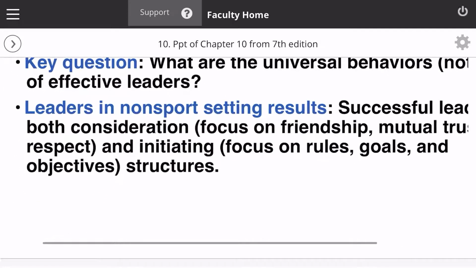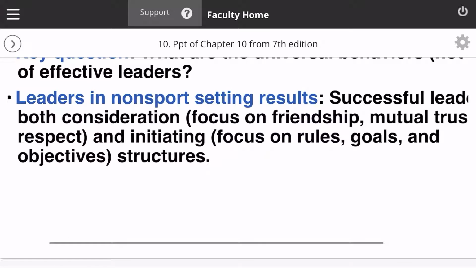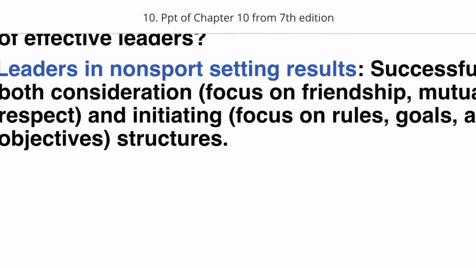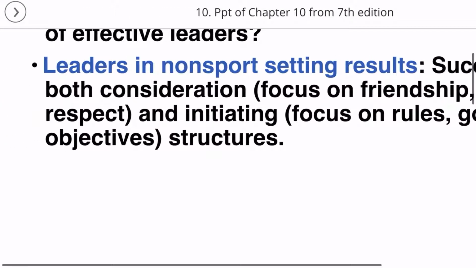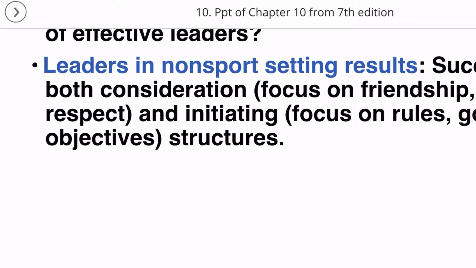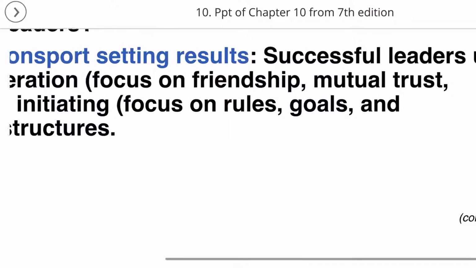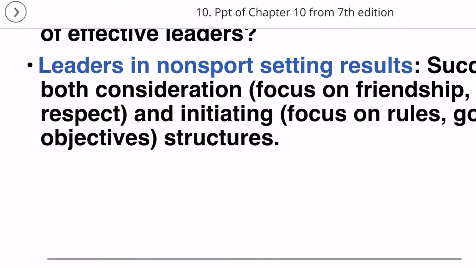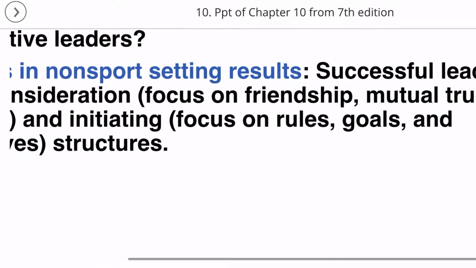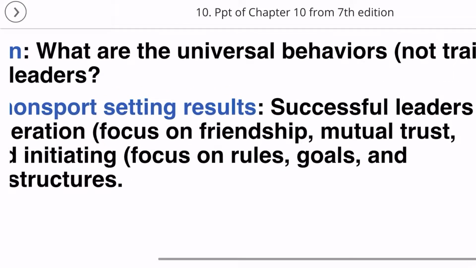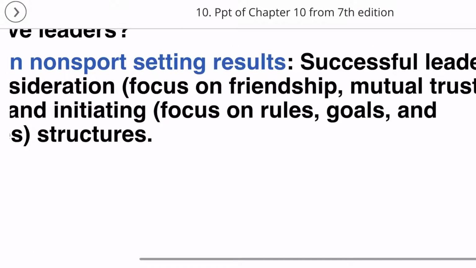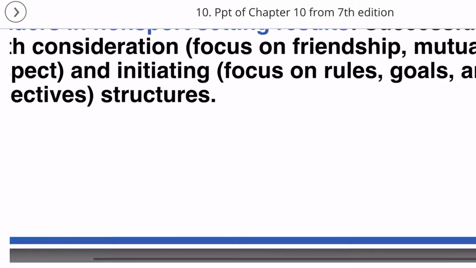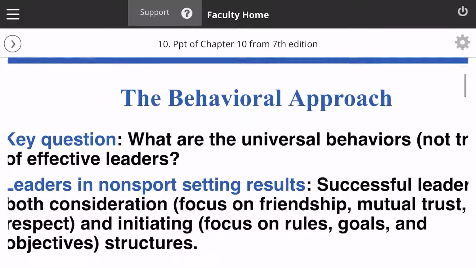Let's just look at, in this case, we've got consideration, focus on friendship, mutual trust, and respect, as well as initiating, focus on rules, goals, and objectives. Initiating structures. So there's sort of the parameters, the initiating structures, as well as the considerations. And we're going to see that play out in terms of task and process. The considerations would be more the process side. And you can see there's a relational piece here, a focus on friendship, mutual trust, respect. And then the initiating, which would be the task side, the rules, the goals, the initiating structure. So the structural piece, the objectives. So those are the behavioral approaches.